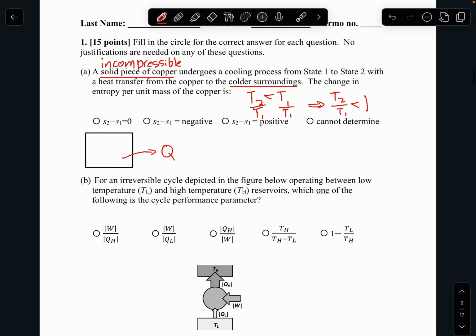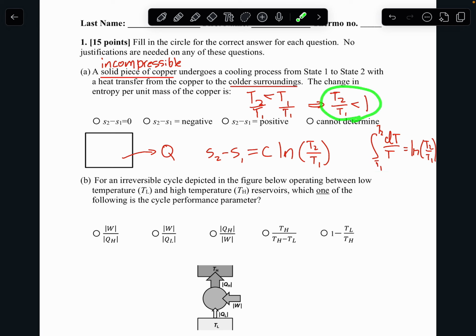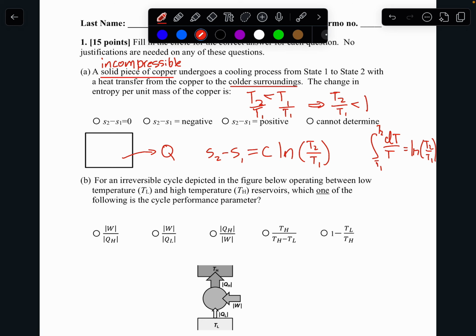Right here, this equation just becomes S2 minus S1 is equal to C times the natural log of T2 over T1. Right, the integral here of dT over T from T1 to T2 is just equal to natural log of T2 over T1. So make sure you're comfortable with this integration. But like we just saw, this term T2 over T1 is less than 1, and if we take the natural log of a term that's less than 1, then that whole term becomes negative.